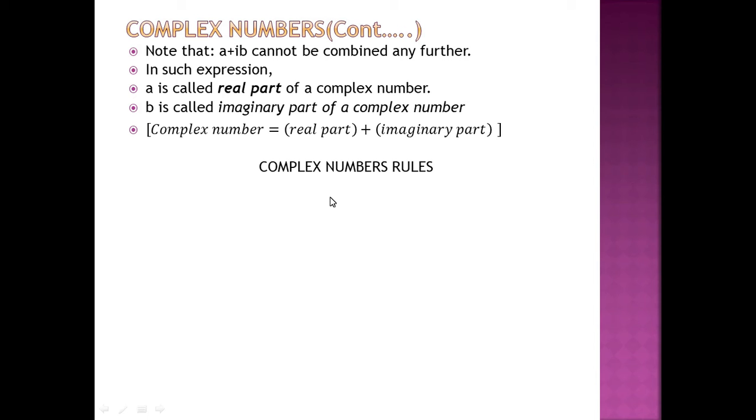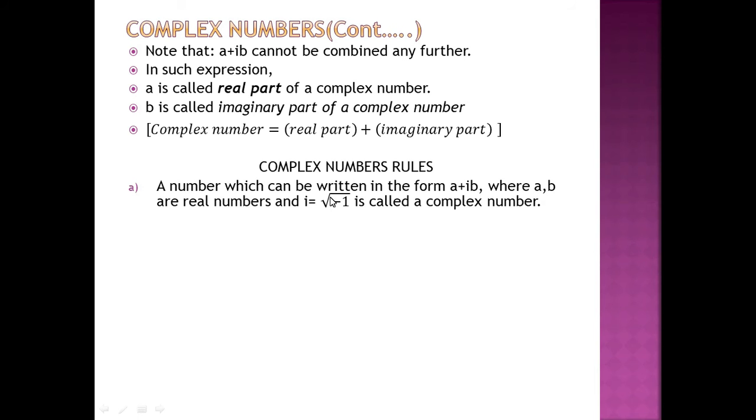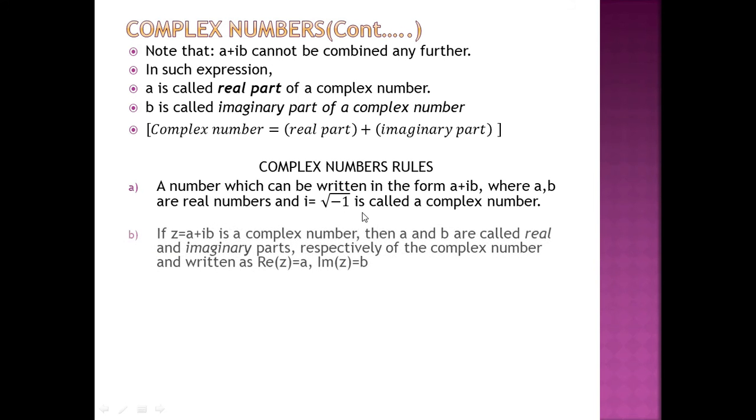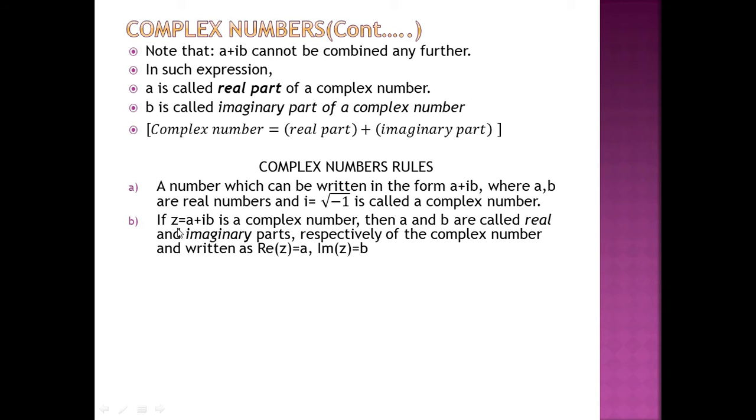So let's check on complex numbers rules. Rule A: a number which can be written in the form a plus ib, where a and b are real numbers, and i is equal to the square root of -1, is called a complex number. B: if z is equal to a plus ib is a complex number, then a and b are called the real and imaginary parts respectively of the complex number, written as real part of z is equal to a, and the imaginary part of z is equal to b.